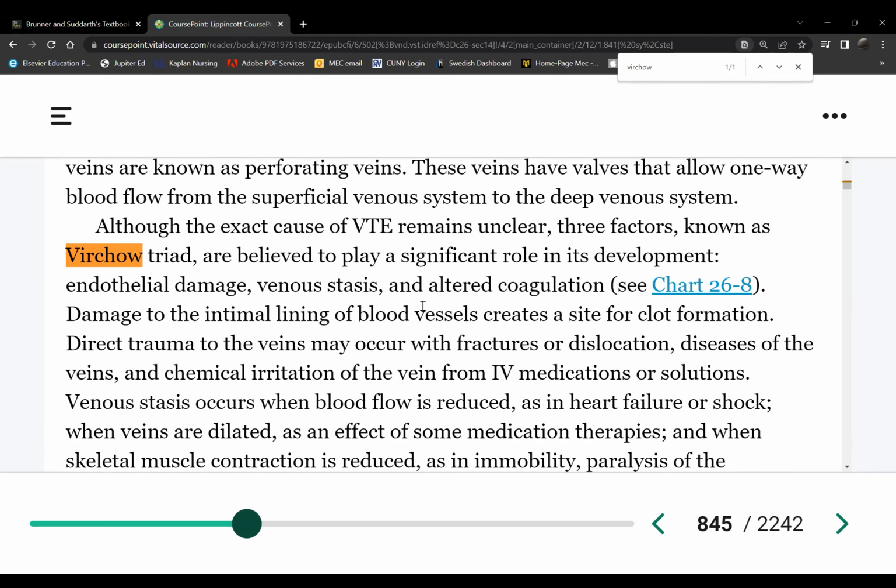Venous stasis means the blood is not moving. Blood is stuck somewhere right here. This is the second one. What's the first one? Endothelial injury, direct trauma to the arteries, not just the veins, arteries, capillaries, any blood vessel. Okay, just look at it that way. So endothelial damage is one. Any injury to a blood vessel.